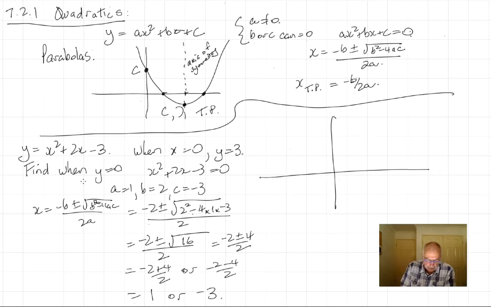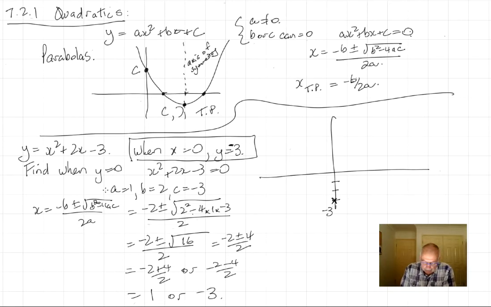We know that it cuts the y-axis at y equals 3. Is that right? No, y equals negative 3. I missed the negative up here. So when x is equal to 0, you got 0 plus 0 minus 3, so y equals negative 3. So we know it cuts the y-axis down there at negative 3.